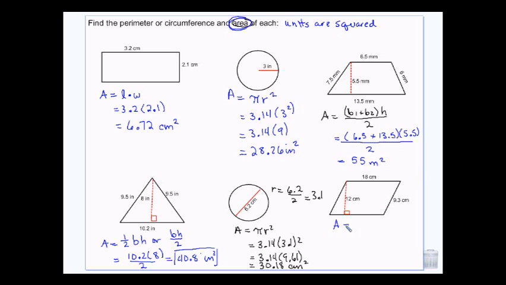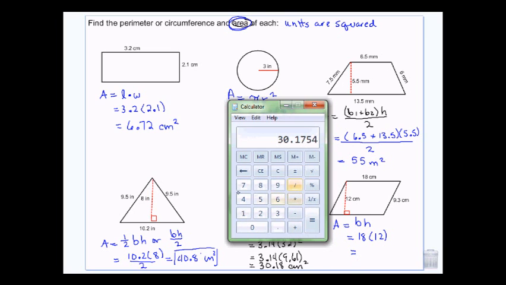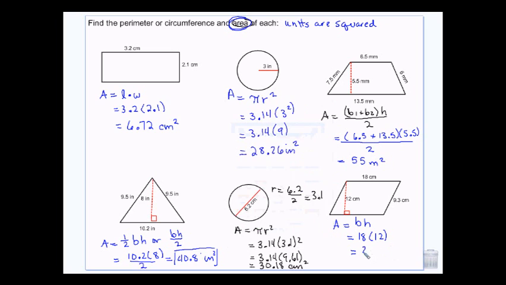And then finally, the area of a parallelogram is base times height. So that's 18 times 12. So 216.